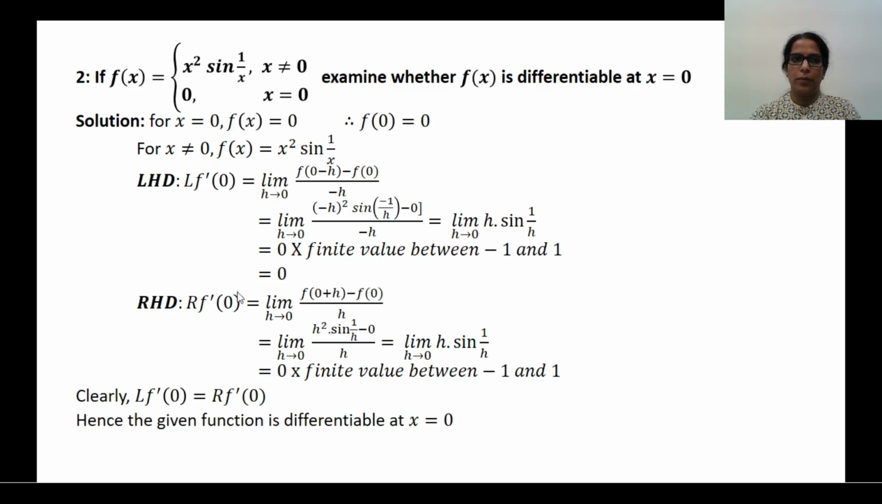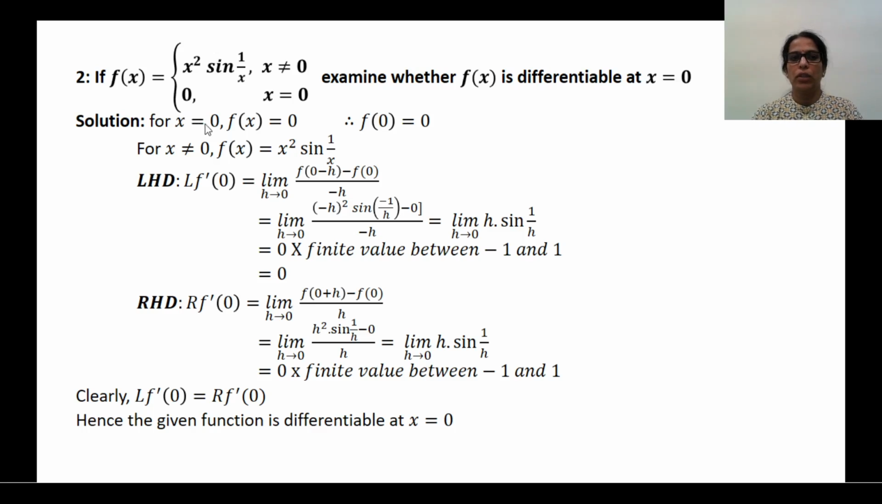We'll discuss a problem here. If f of x equal to x square sine 1 by x when x not equal to 0 and the function f of x equal to 0 if x equal to 0. Examine whether the function f of x is differentiable at x equal to 0.